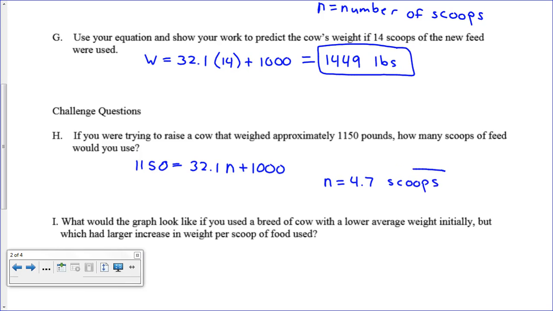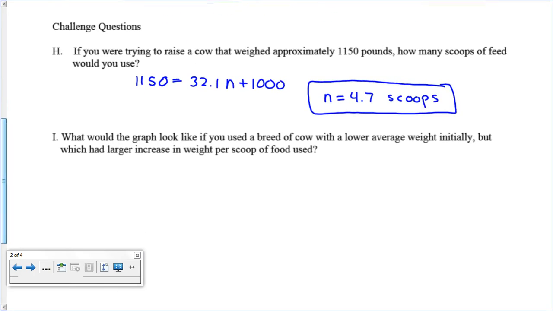Now here you might say 5 scoops would make more sense because that's an even number of scoops. Or you could say you would put in 4 scoops and then most of a 5th scoop to try and get exactly on 1150 pounds. So however you want to interpret that, but that's how that goes.